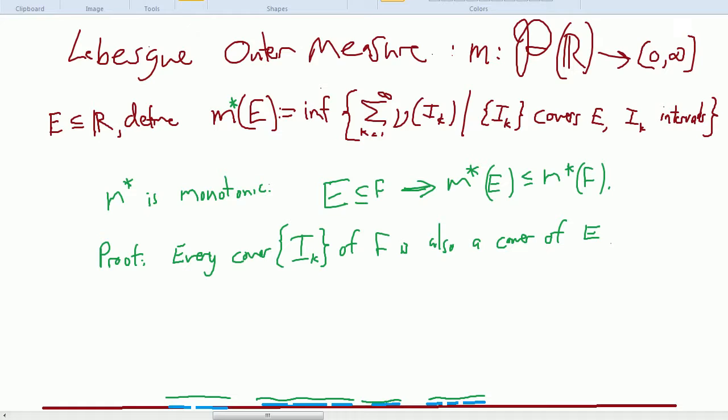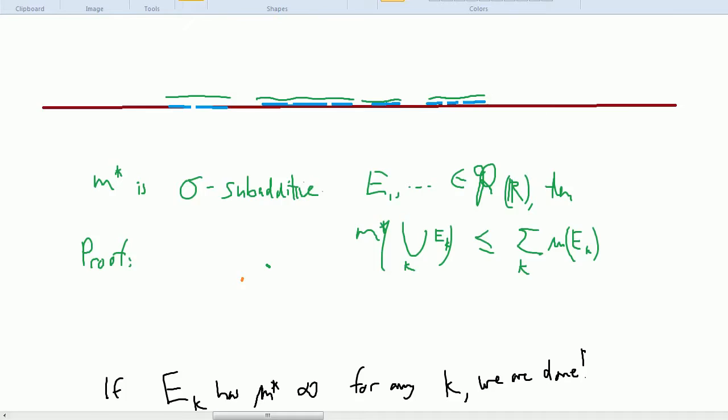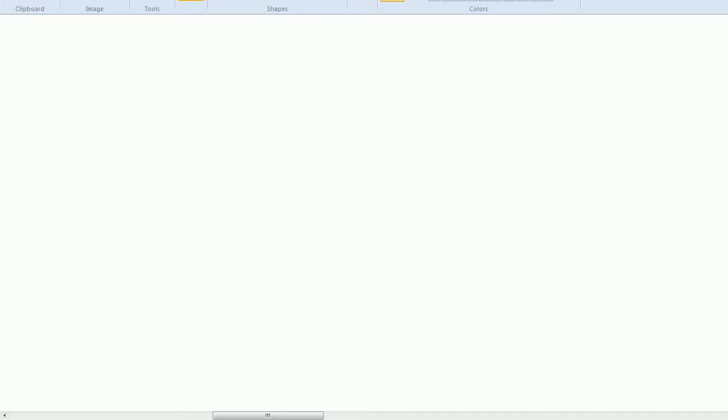So if we look at this blue set E, we can imagine a bunch of these green intervals that cover E, and take the length, and then take the smallest possible cover, and that would be the outer measure of E. Alright, I want to prove another nice property of this measure. So, theorem.